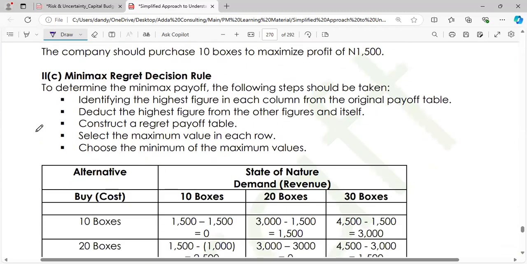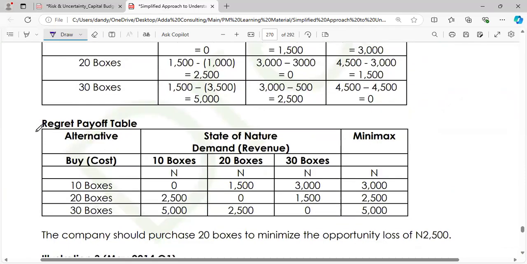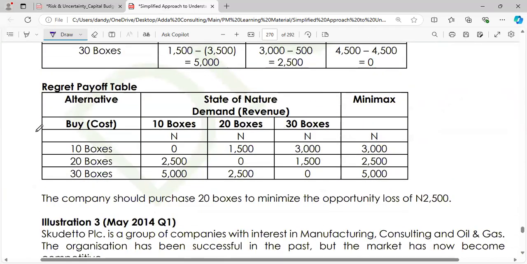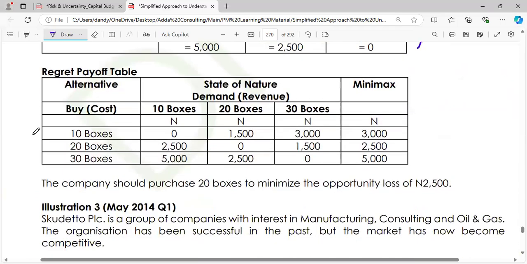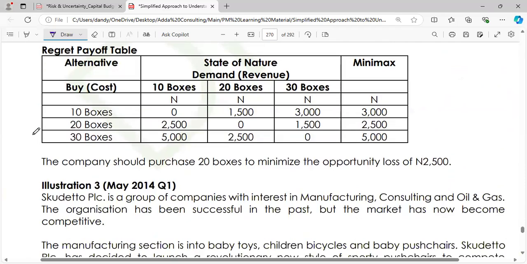Okay, you construct a Savage regret table. In that Savage regret table, all the answers you have in the first step, you put in the regret payoff table. The next thing you need to do now is to select the maximum value in each row. From this regret table, the maximum value is 3,500. Sorry, it's 3,000. That's why you select the 3,000 here.